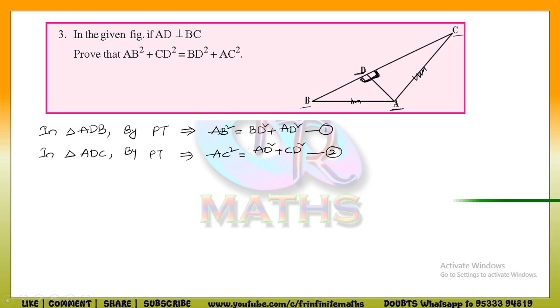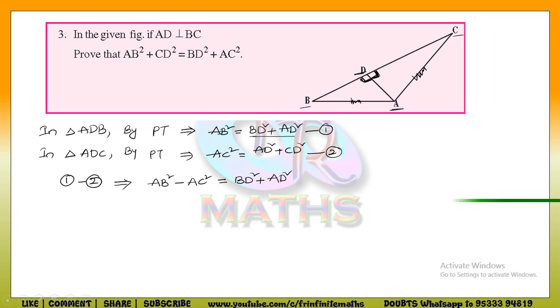Now since in what we need to prove, we don't have AD square, so what we can do is, till now we have added, right? In this particular question we need to subtract. So when I do subtraction, what will it become? AB square minus AC square. So left hand side we have subtracted is equal to, this becomes BD square plus AD square.